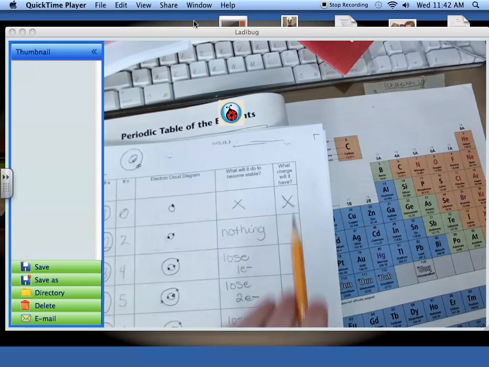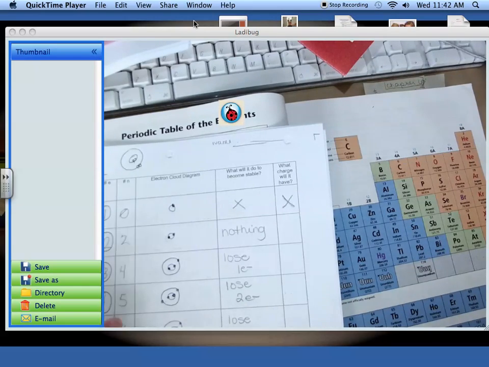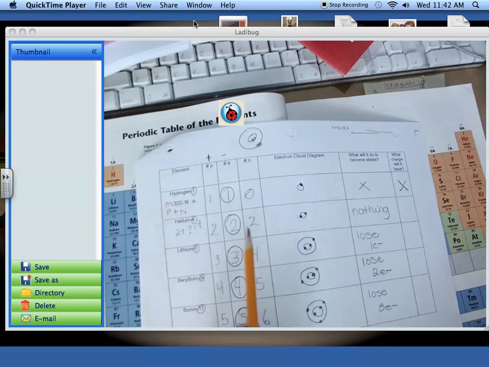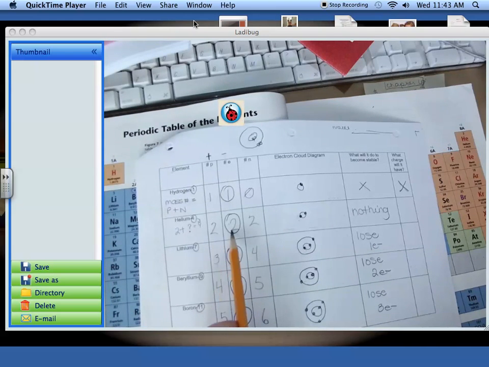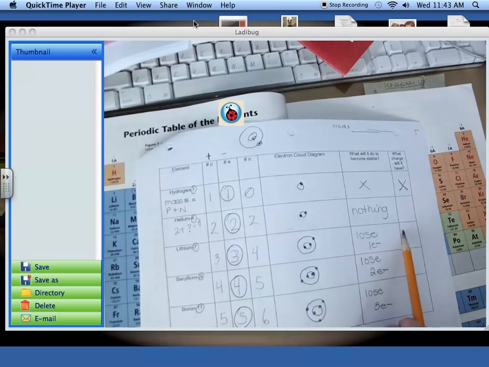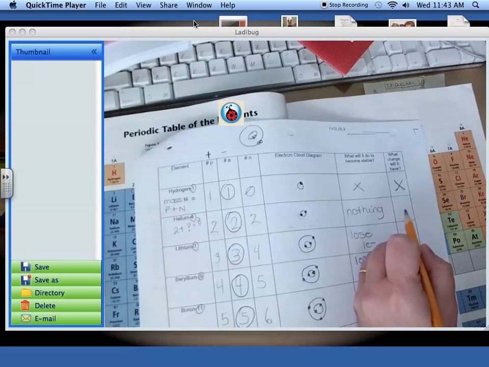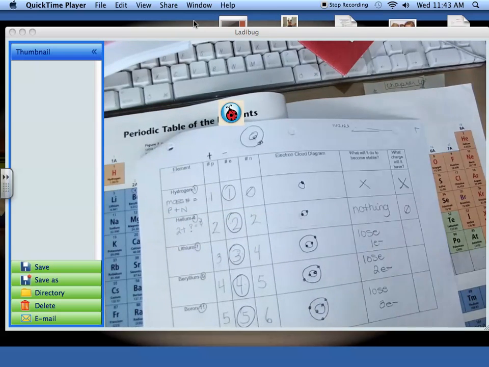All right, so now let me say what charge it will have. Well, if we look here, helium started out neutral. It had 2 positives and 2 negatives. Well, it's not going to do anything. It's not going to lose or gain electrons, so its charge is still neutral, so I'll just put 0.